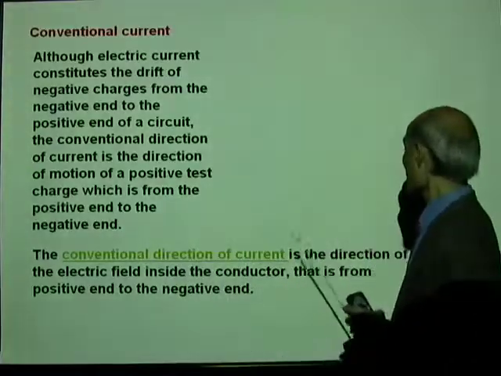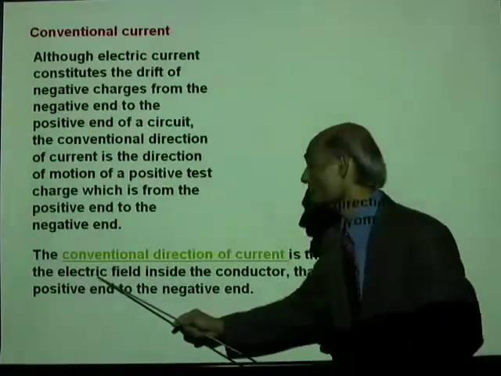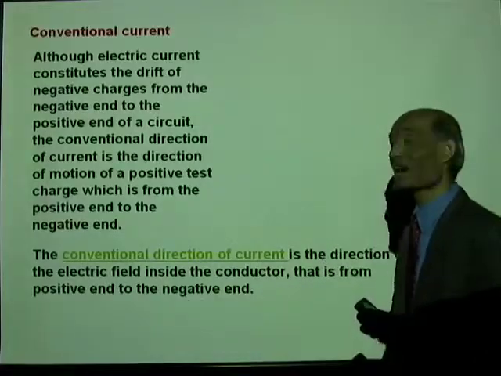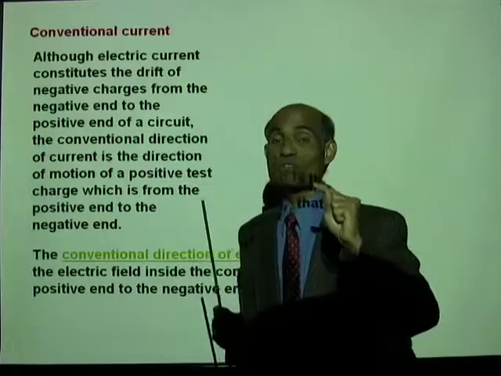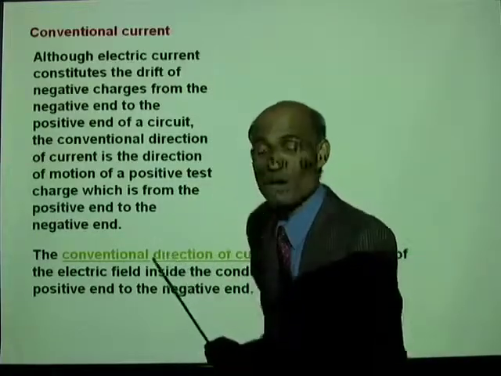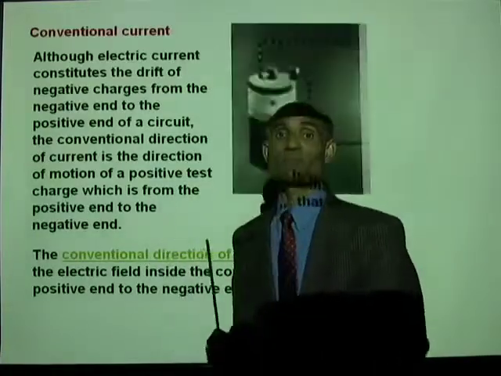So the conventional current is the direction of the electric field inside the conductor, because the direction of motion of a positive charge is the direction of the electric field.